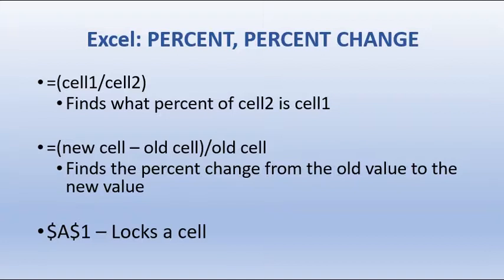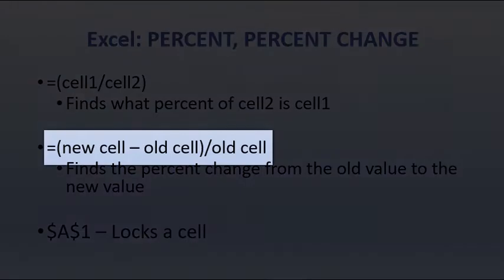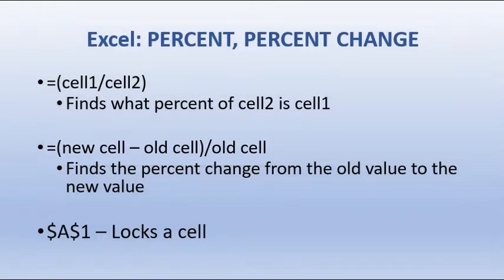Percent change is a little bit more complicated, and we went with the no. Journalists don't like math, no. So it's new minus old divided by old. So here it is, equal, open parentheses, new cell, so the new value, minus the old value, close it, divided by the old value. And that's percent change.